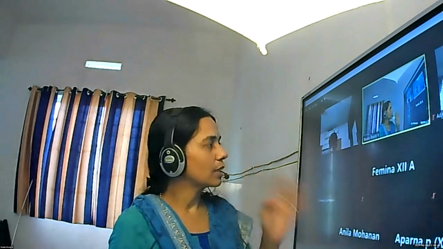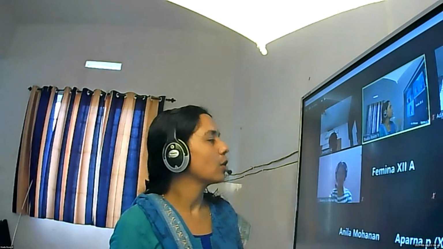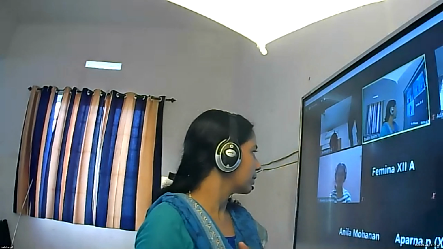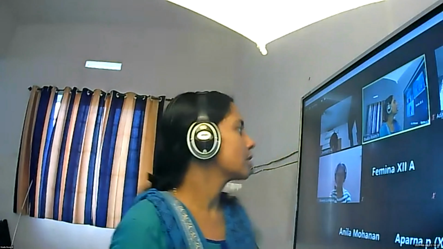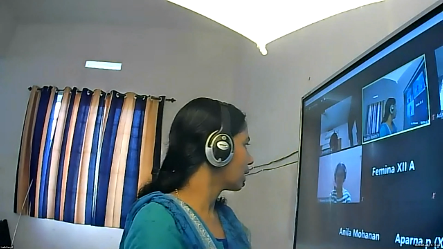Suppose both A and B are non-singular. What is meant by a non-singular matrix? The determinant is not equal to 0. A and B are non-singular. So what happens to determinant AB? Determinant A into determinant B. Determinant A is not equal to 0, determinant B is also not equal to 0. Therefore, AB will be non-singular. Okay?